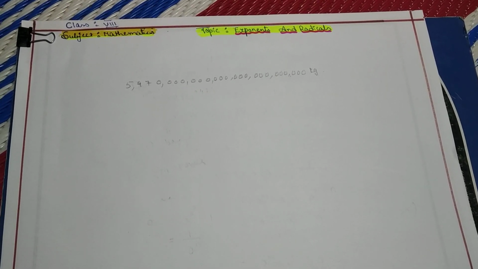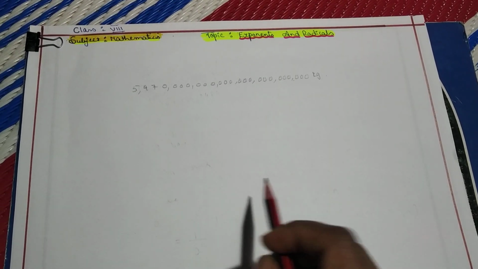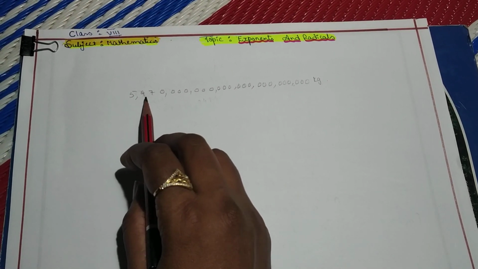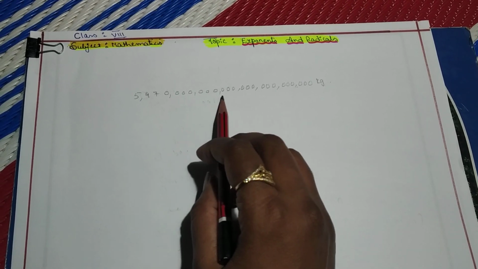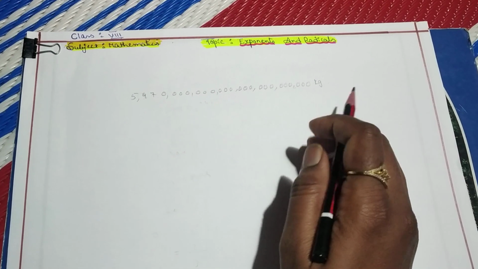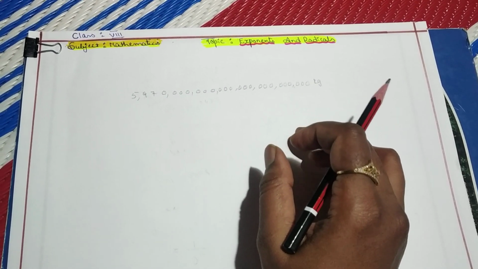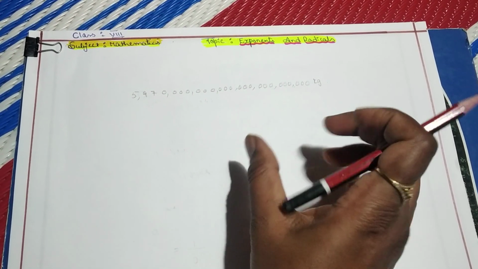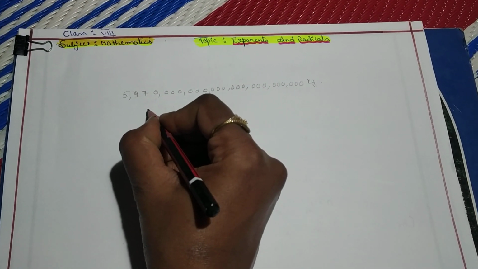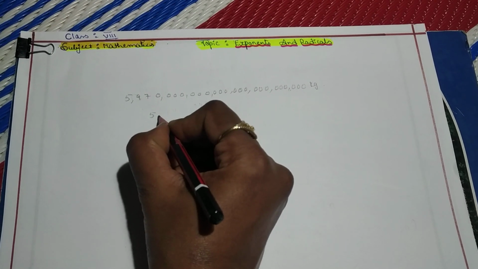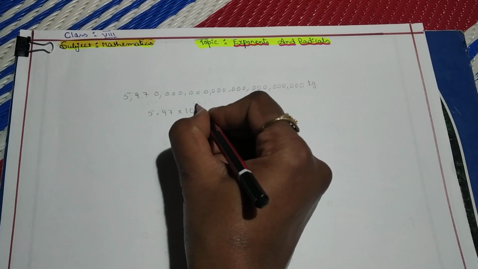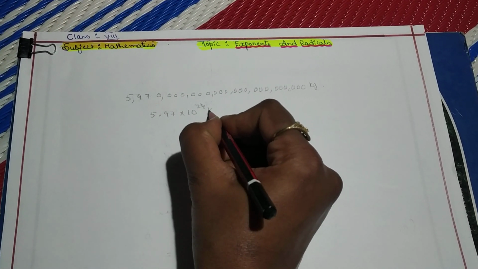Let me begin the class by taking an example. If I take the mass of the Earth, it is 597 followed by 22 zeros kg. We know, which we have learnt in earlier classes, how to write such a large number more conveniently in the exponent form. So this can be written as 5.97 into 10 power 24 kg.